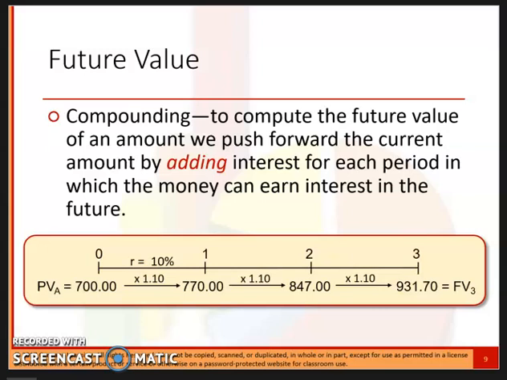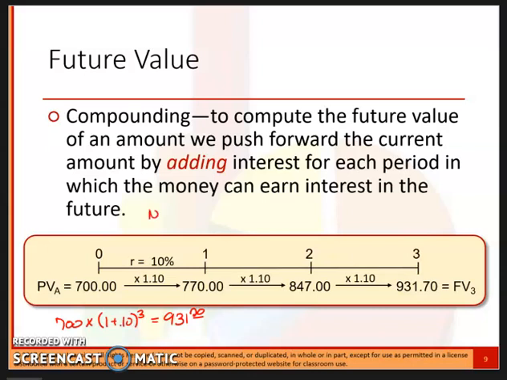So $700 times 1 plus 0.1 to the third power would also give you $931.70. We're going to work through it on your calculator. We're going to use the cash flow function. One of the things I always do on the calculator, I always work from left to right.